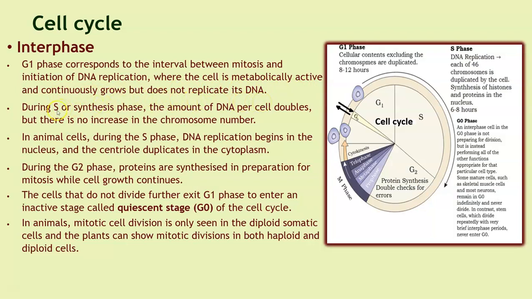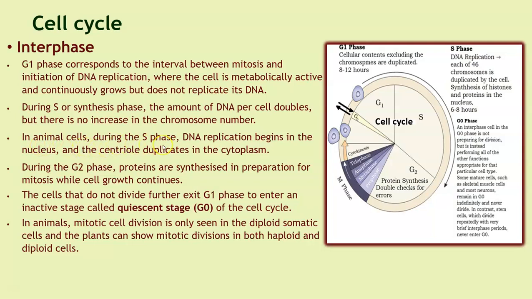In the G1 phase, the cell is metabolically active and continuously grows, but it does not replicate its DNA. During the S or the synthesis phase, the amount of DNA per cell doubles, but there is no increase in the chromosome number. So here you have your DNA replication taking place, the amount of DNA doubles. So G1 you can consider as the preparatory phase where all the necessary preparations for the replication of DNA occur.